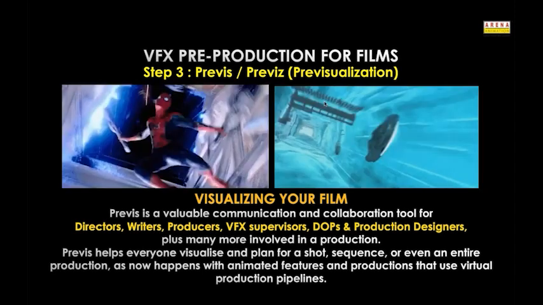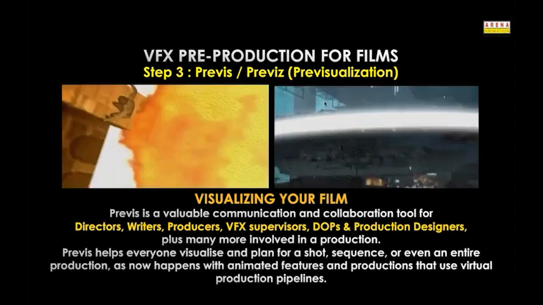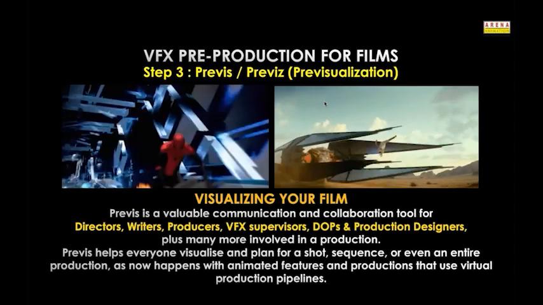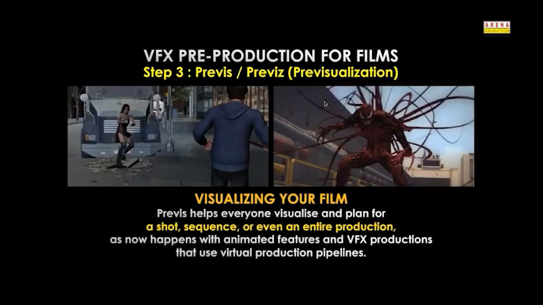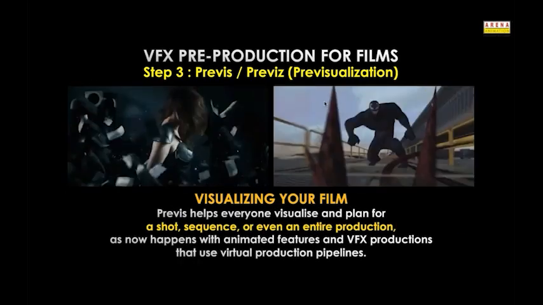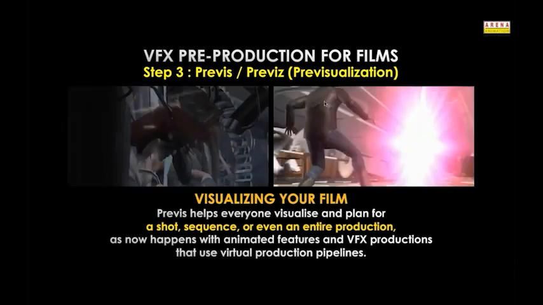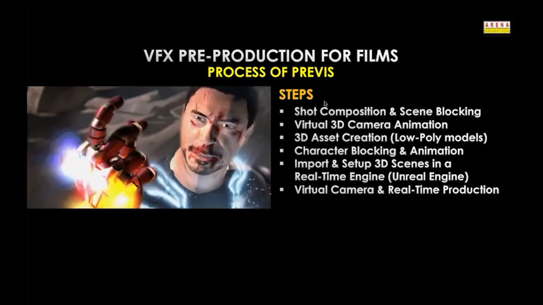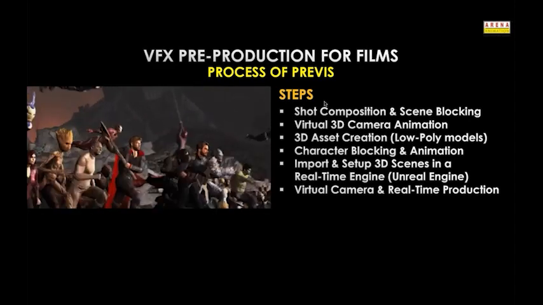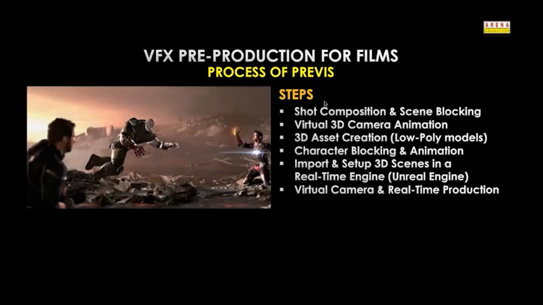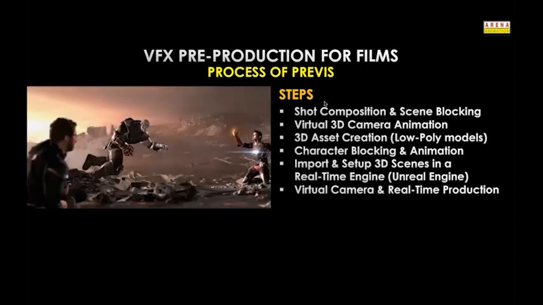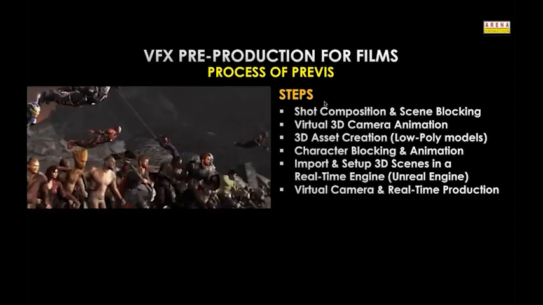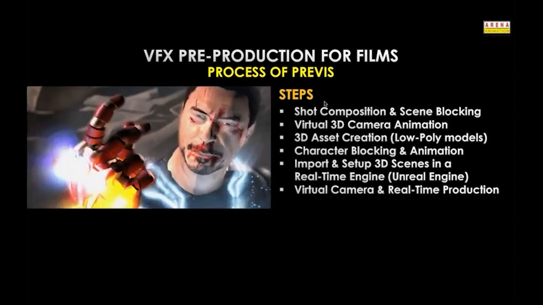Now it happens in both animation feature production as well as VFX production. So now it helps you plan your shot sequence, all that. Next, this is the process of previs. First is the shot composition and scene blocking. So break it down, and then the virtual 3D camera animation, which is in Max or Maya, or even in iClone in our case.